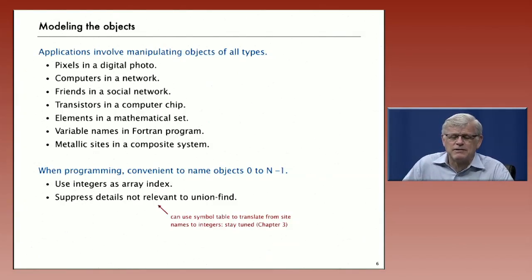That's a very convenient initial starting point for our programs because we can use integers as an index into an array, and then quickly access information relevant to each object. It also just suppresses a lot of details that are not relevant to union-find. In fact, this mapping from an object name to the integers 0 through n-1 is a fine application of a symbol table or searching algorithm, which is one of the things that we'll be studying later in this course, algorithms and data structures for solving that problem.